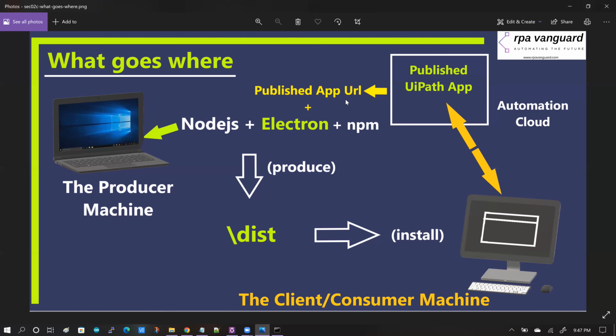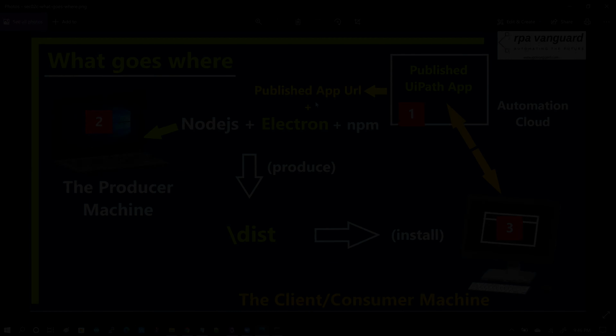So we have primarily three pieces here: the automation cloud, where the app is hosted; the producer machine that produces the distributable and where all your infrastructure is set up; and then finally, the consumer machine or the client machine, where the distributable is used to install the exe for your app.